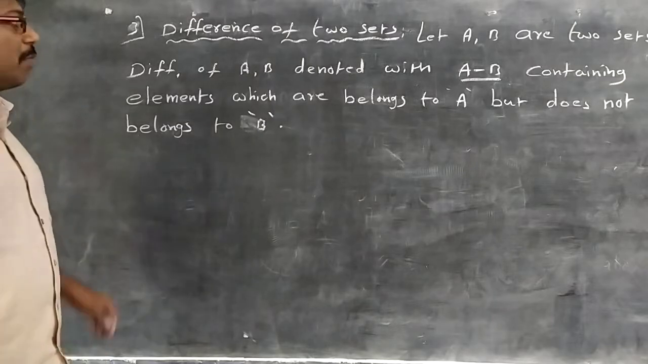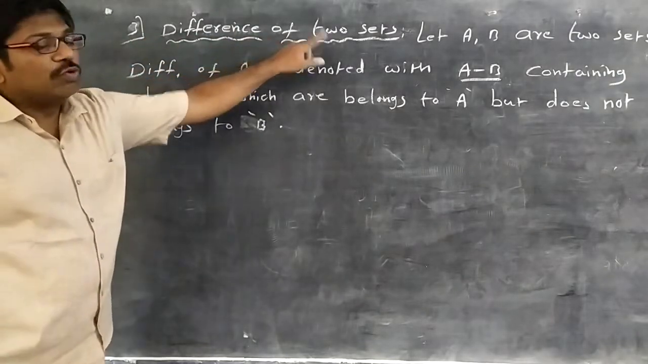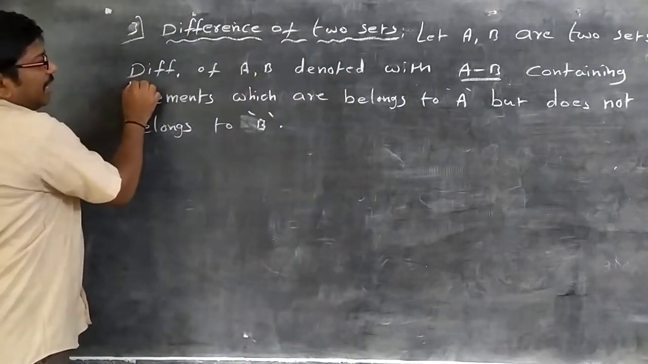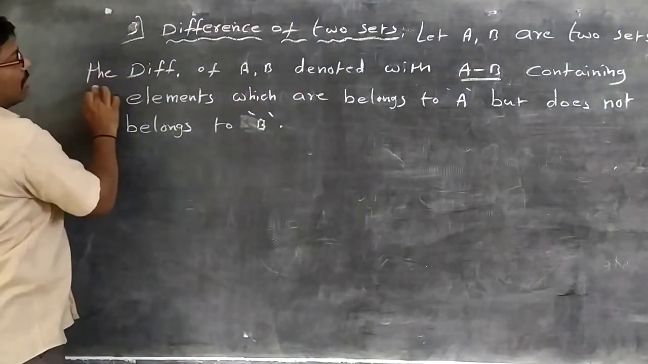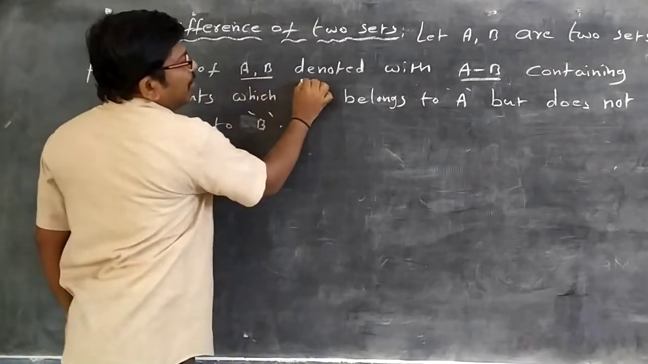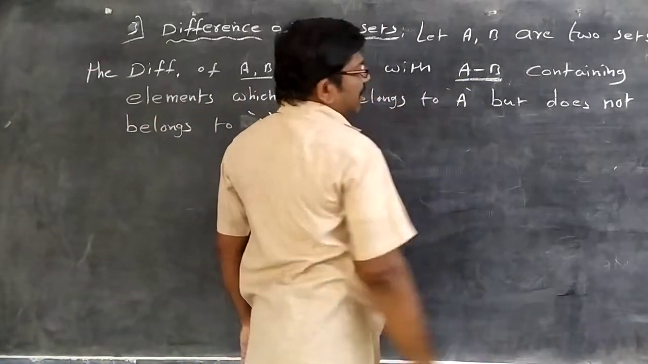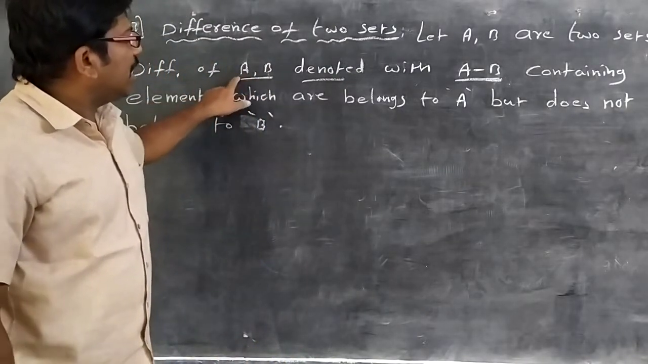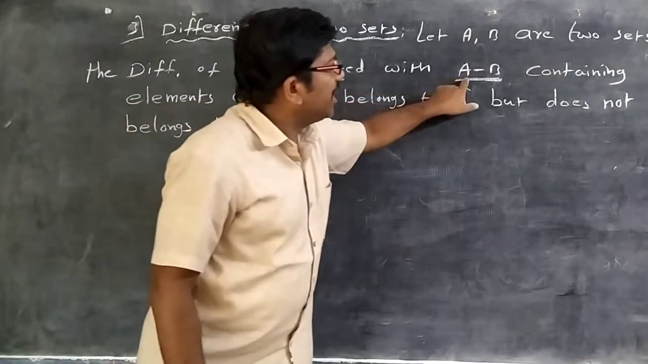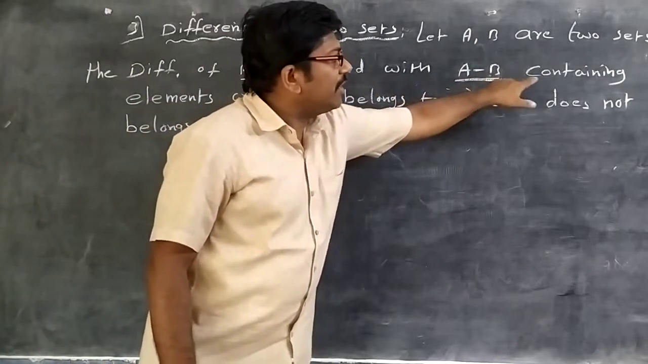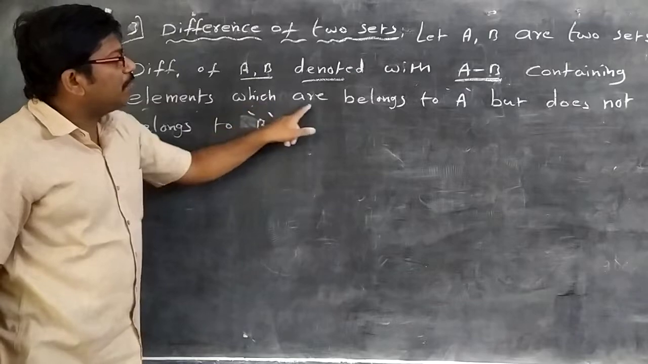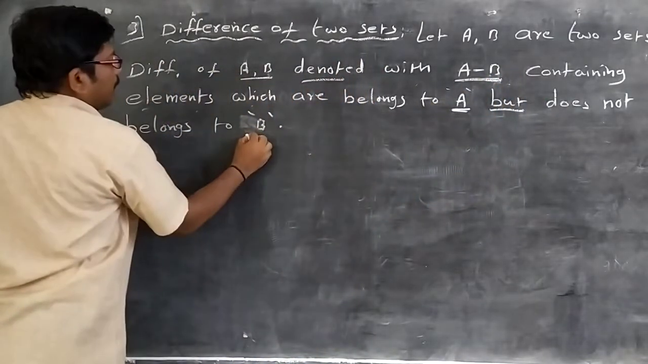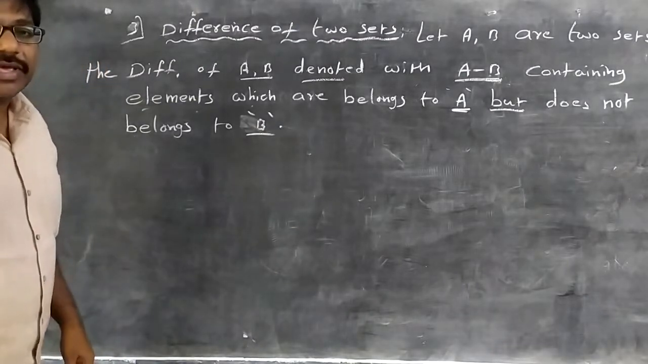Now let us go to the third operation, the difference of two sets. Let A and B be two sets. The difference of A, B is denoted with A minus B. Here the order is very, very important. It is also a set containing elements which belong to A but do not belong to B.